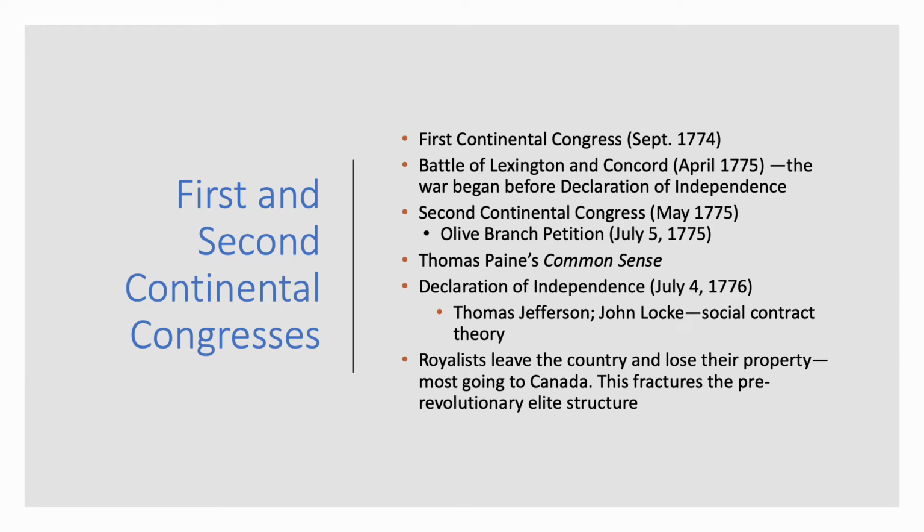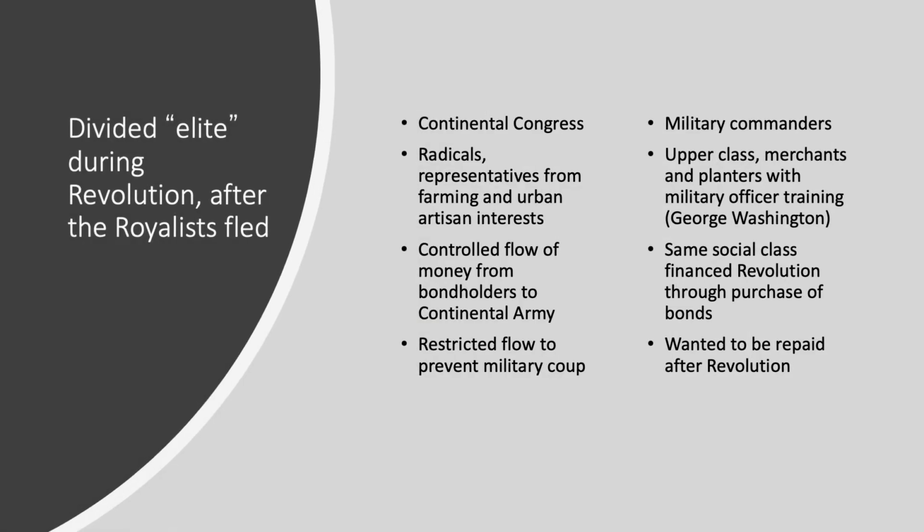Now, at that point, the Royalists left the country and lost their property. Most of them went to Canada. They were supporters of the British Crown. They were no longer popular. They left. And now the pre-colonial elite was damaged because Royalists had to leave. And now what we had left were merchants and planters, but a new group of people coming into power, these radicals that we talked about, who represented largely farming and urban artisan, middle-class type interests.